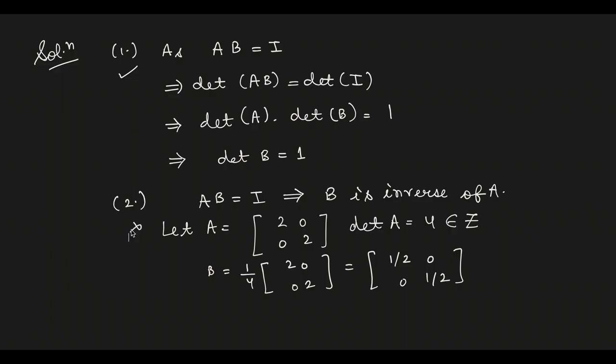Similarly, option 3 is also wrong by taking this same example, because it is saying that B is always an integer matrix.